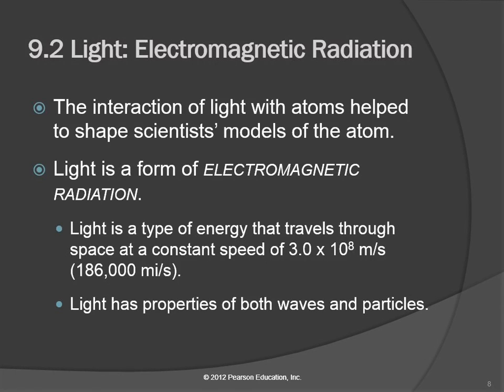In order to understand or begin to understand what electrons do, we first have to take a quick trip into physics and look at electromagnetic radiation, light. The interaction of light with atoms is one of the things that really helped scientists to understand what's going on inside the atom. So we need to understand a little bit about light. It's a form of electromagnetic radiation.